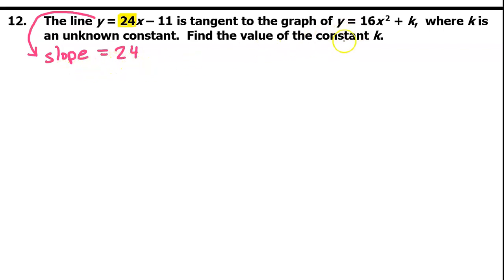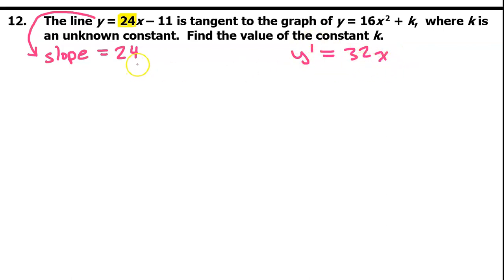When you talk about the slope of a curve at a point, you're talking about the derivative. So the derivative is going to equal 24. So let's find the derivative, set it equal to 24, and see what happens. So using the power rule, 2 times 16 is 32. So we get 32x. The derivative of a constant is 0, so we write nothing. So here is the derivative.